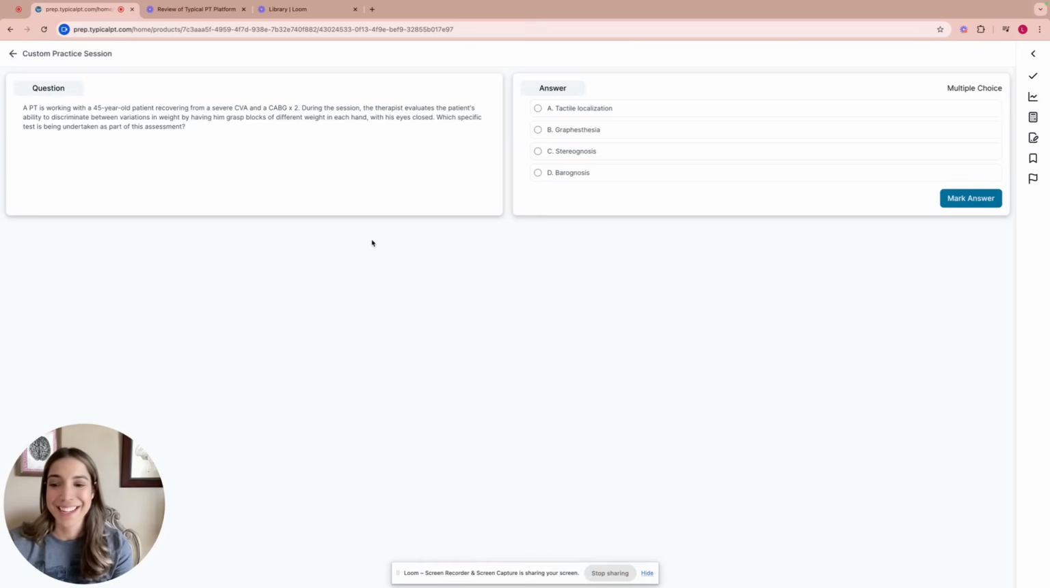Okay. So let's take a look. Tactile localization, answer A. B, graphesthesia. C, stereognosis. And D, baragnosis. Okay, so this question requires us to be aware of each of these tests that are mostly of central sensations. So sensations that are processed up in the brain.